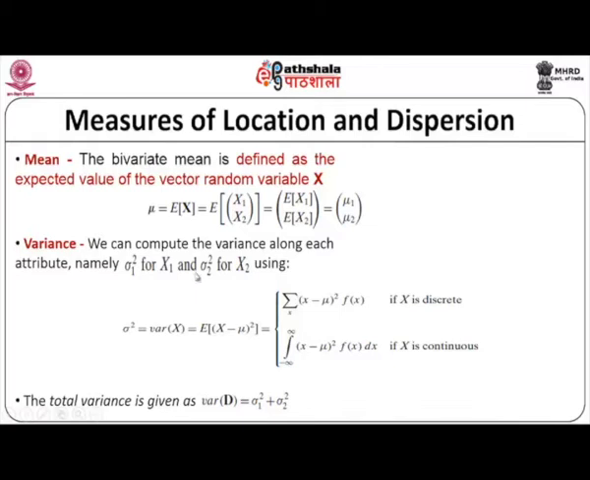So, mathematically the mean is represented using the notation mu, which is the expected value of the vector random variable x. Since x has two attributes, we will have two expected values, one for x1 and another for x2, and therefore, we will end up with two means for the two different attributes.